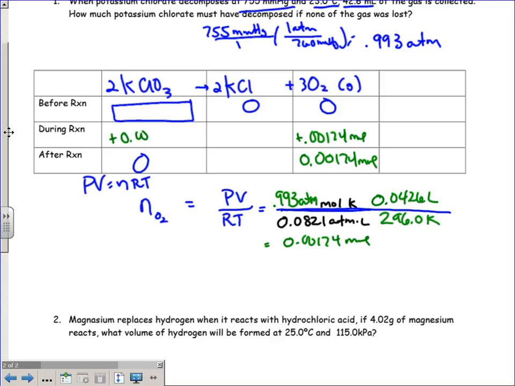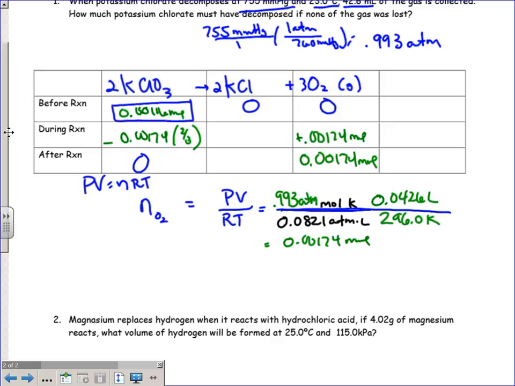Yep, oops. Sorry. Times that mole fraction, 2/3. So it looks like originally we started with 0.00116 moles of potassium chlorate. And we've answered the question. How much? Of course, probably best to put that into grams.